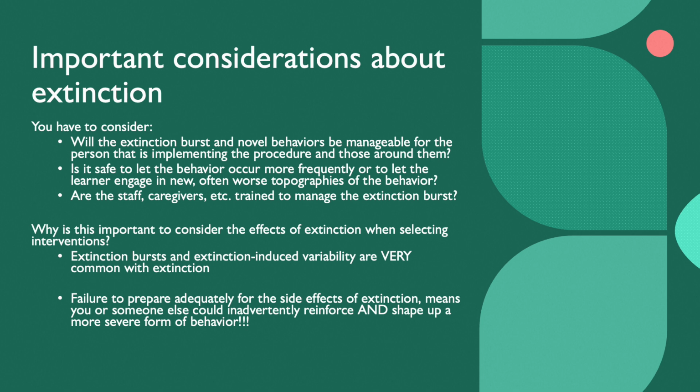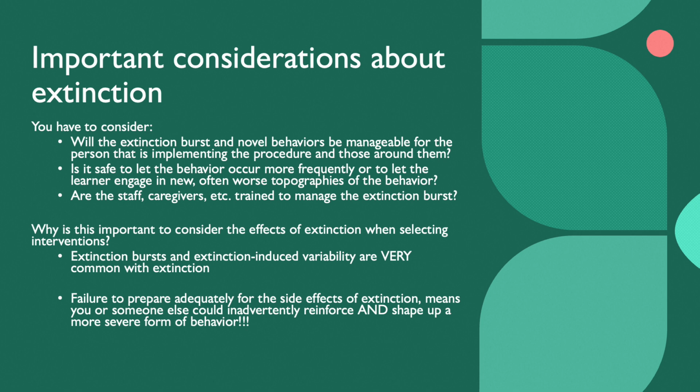So the first thing is, is the extinction burst, and everything that comes with the extinction burst, something that's manageable for the setting, for the people in the setting? Are you sure that people won't be reinforcing the behavior, etc.? Also, if we're going to see more severe forms of a behavior in some cases, we have to consider whether that's safe for the learner or not, for the client or not. And then another thing is making sure that we have trained all of the people in those settings.